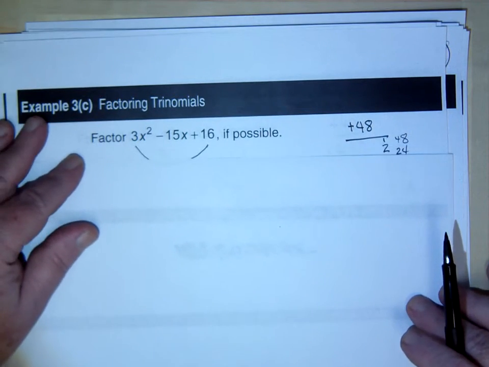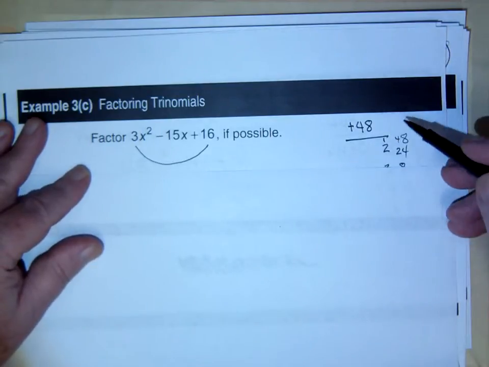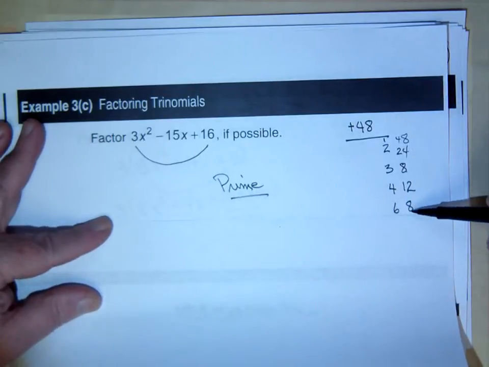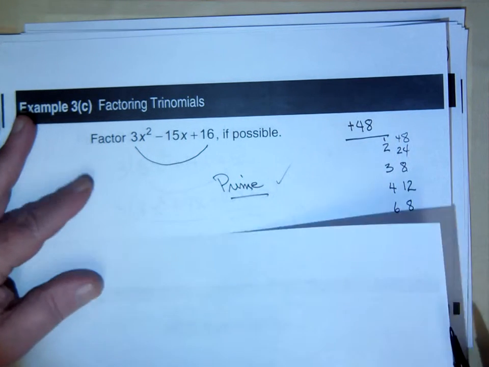Now, when I look at this problem, I'm going to multiply across and I will get a positive 48. When I look at all the possible factors of 48, I see that none of them add up to minus 15. So I will declare this one to be prime.